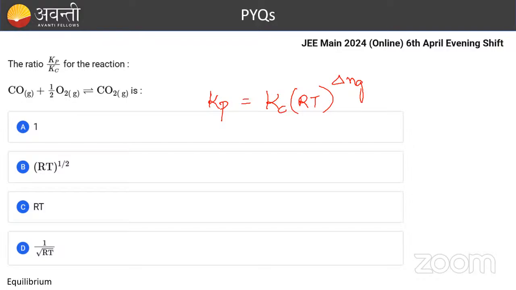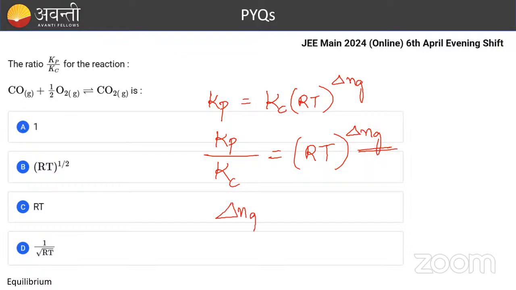Now we need to find out Kp divided by Kc. It is equal to RT power delta Ng. So what we need to do is find out this delta Ng. Delta Ng is the change in the number of moles of gaseous product and reactant, which is equal to the number of moles of gaseous product minus the number of moles of gaseous reactant. This is the formula to find out delta Ng.